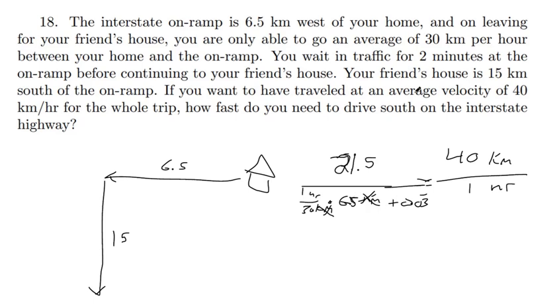And then your friend's house is 15 kilometers south of the on-ramp. And you want to have traveled an average velocity. So the real question is, how fast are we going south here in order to average out the entire trip for 40 kilometers per hour? So the last part in this denominator over here, it's 40 kilometers for 1 hour. In other words, 1 hour for 40 kilometers. And then that's for 15 kilometers. Makes the kilometers units cross cancel. And so now we have time in the bottom.